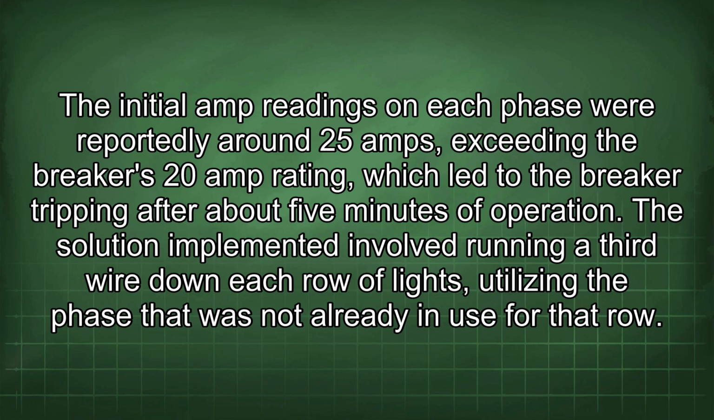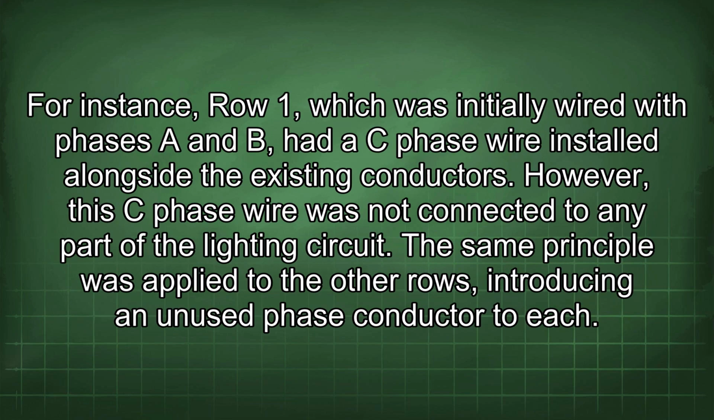The solution implemented involved running a third wire down each row of lights, utilizing the phase that was not already in use for that row. For instance, row 1, which was initially wired with phases A and B, had a C-phase wire installed alongside the existing conductors. However, this C-phase wire was not connected to any part of the lighting circuit. The same principle was applied to the other rows, introducing an unused phase conductor to each.